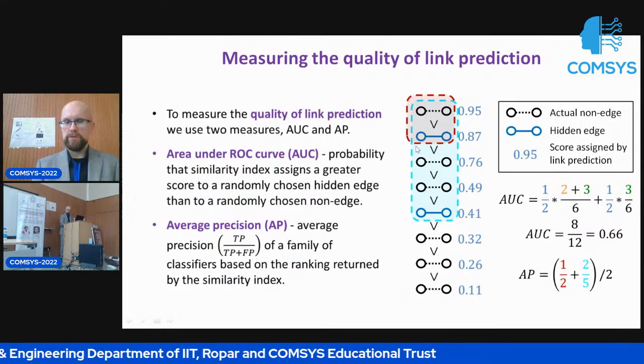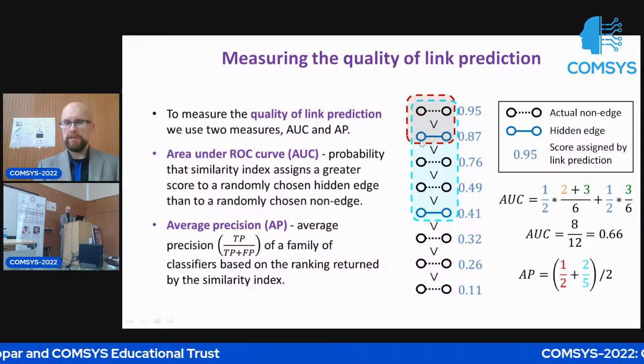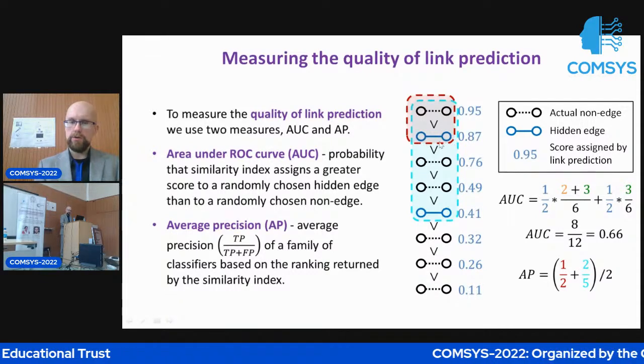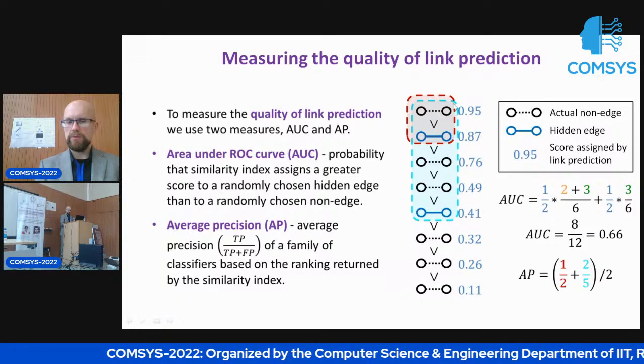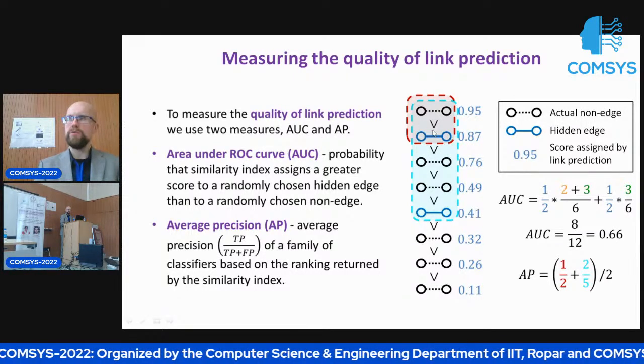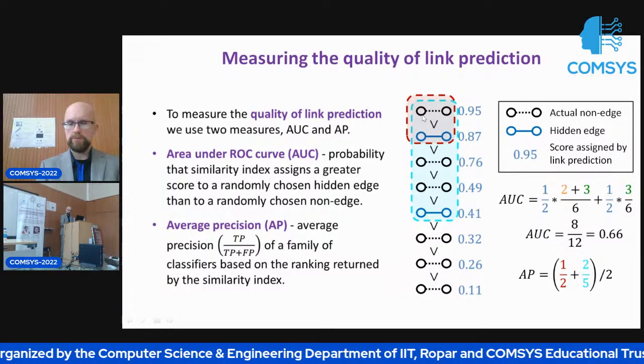So in practice, what I do is I take a look at the position of this hidden edge in the rankings. I take a look at all the edges that are above it, and I calculate the precision of this group. Out of this group, only one of them should actually be there. That's why the precision is 1/2.